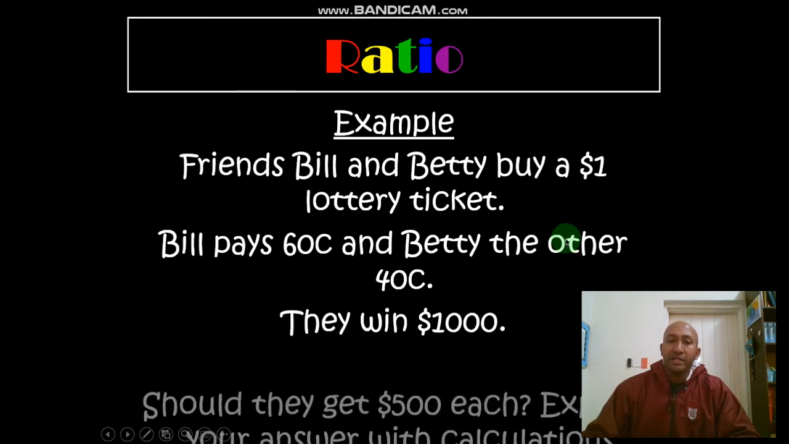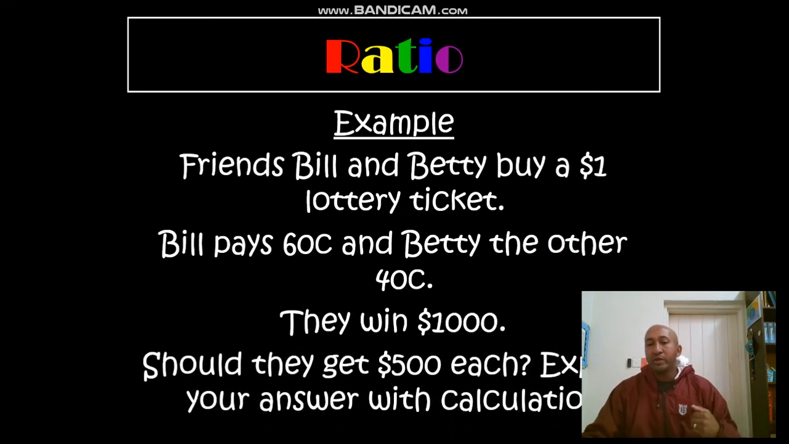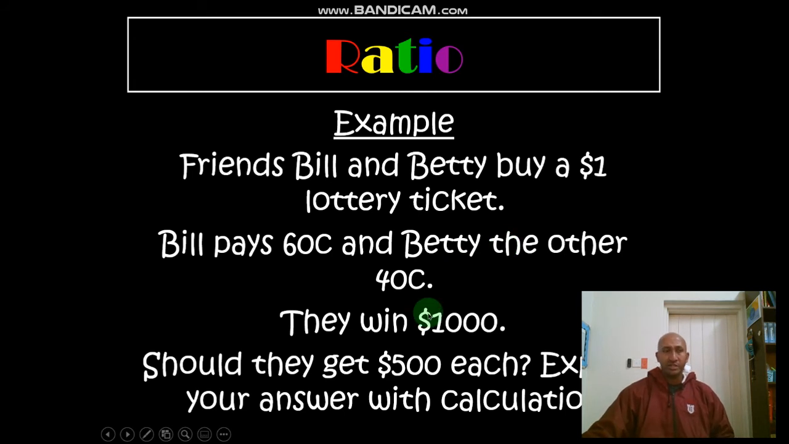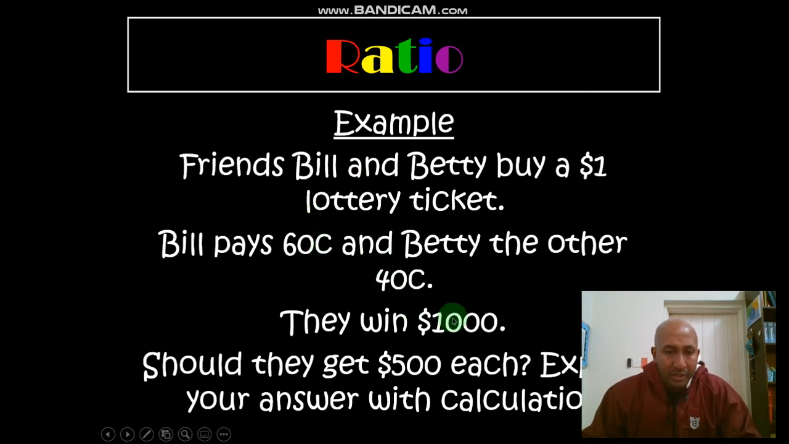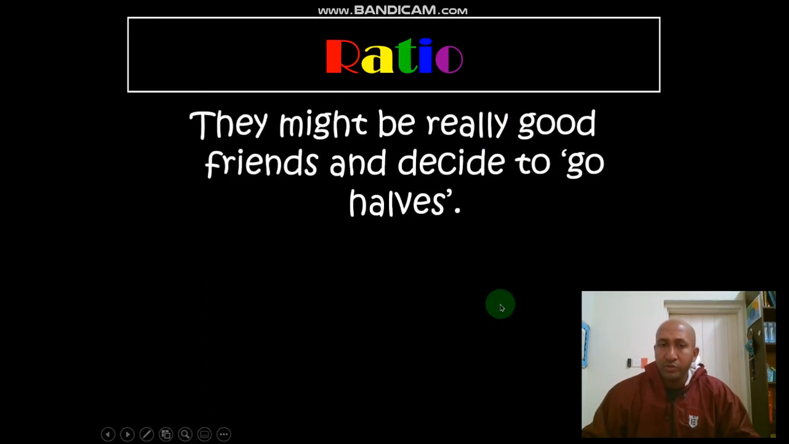The idea here is they are going to win $1,000. Should they both get $500 each? Now, if they want to be fair, it doesn't really matter who paid more and who paid less. You've won $1,000. Yes, let's share the money. You get $500 each. However, if you wanted to share according to a given ratio, should they get $500 each? How would you calculate this?